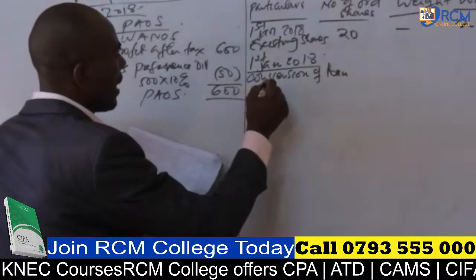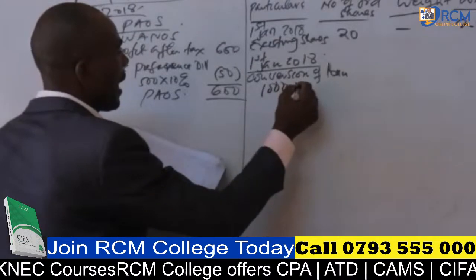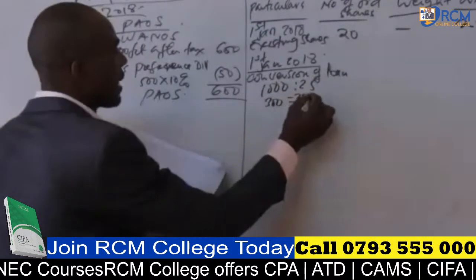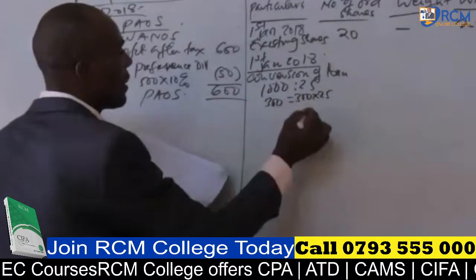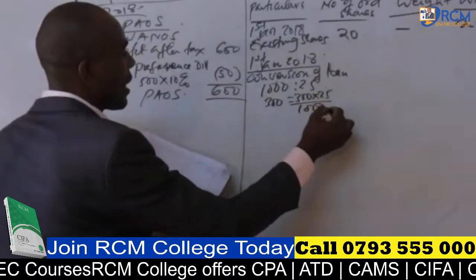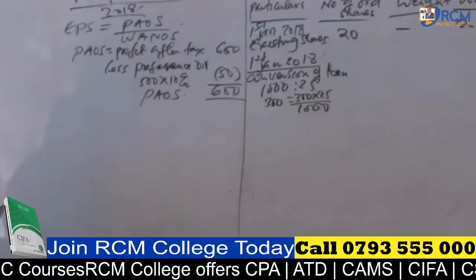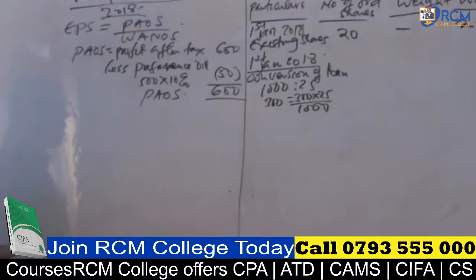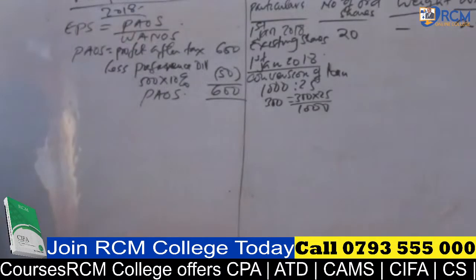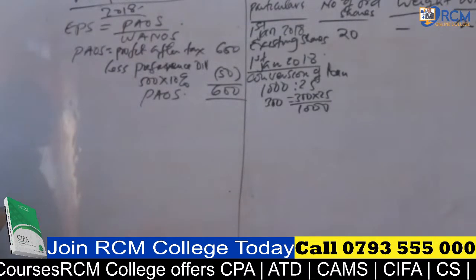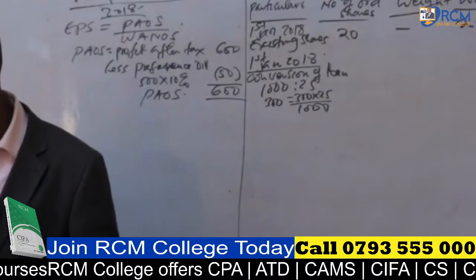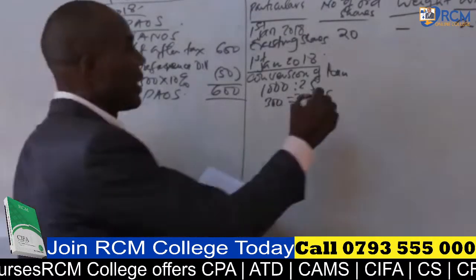Therefore, on 1st January, for every 1,000, I get 25. What about 300? It will be 300 times 25 divided by 1,000. How many shares do I have there on conversion of loan stock? 7.5. Thank you very much.